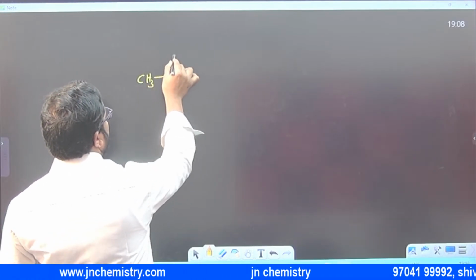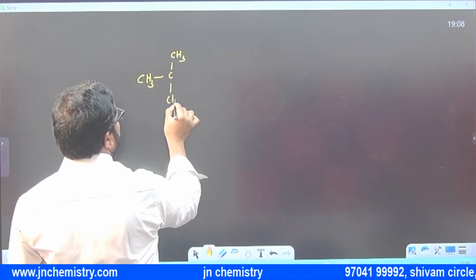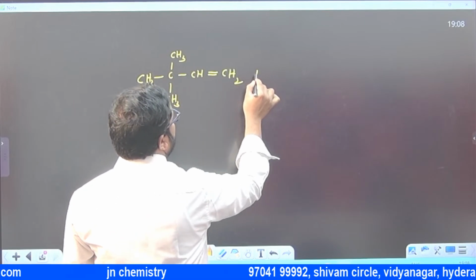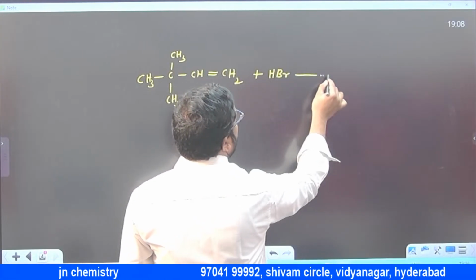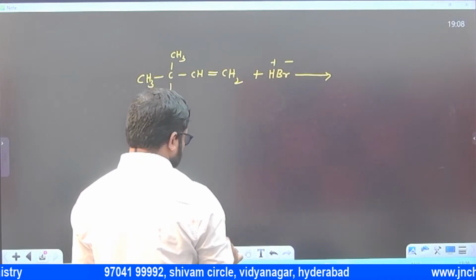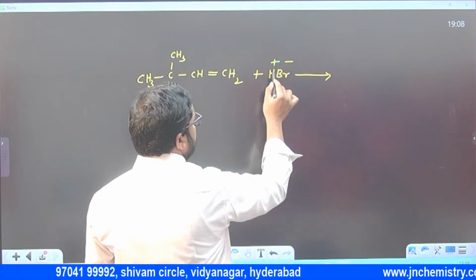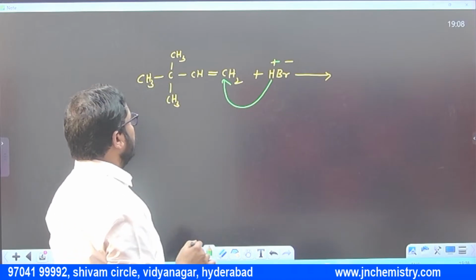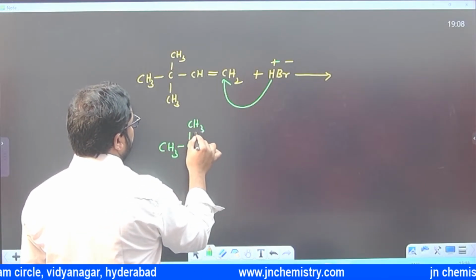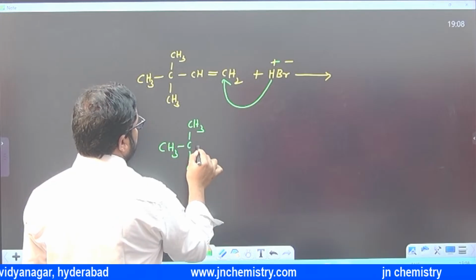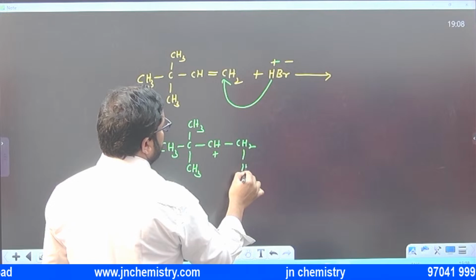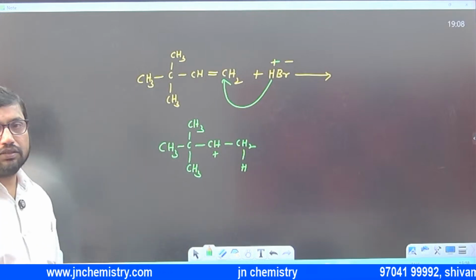CH3, CH3, CH3, CH double bond CH2. So when we are using the HBr, that is H plus and Br minus, directly I am writing the H plus is attacking the first position. CH3, CH3, CH3, CH, positive charge, CH2, H plus, right?